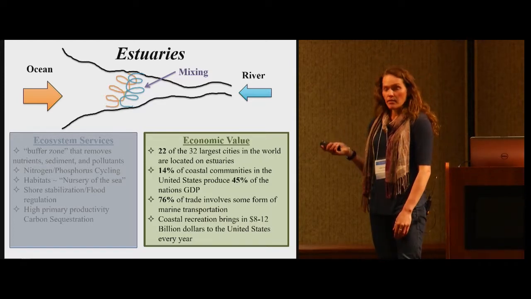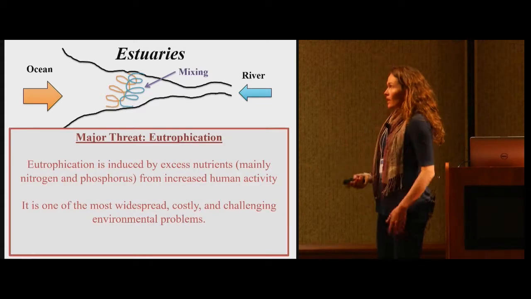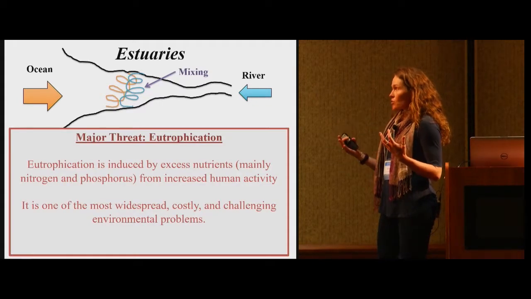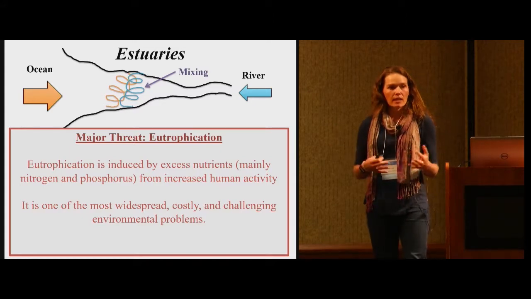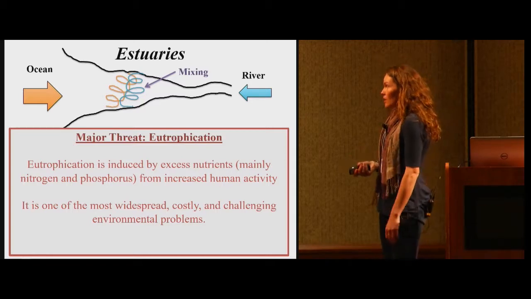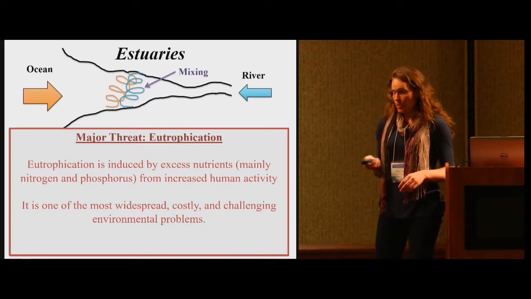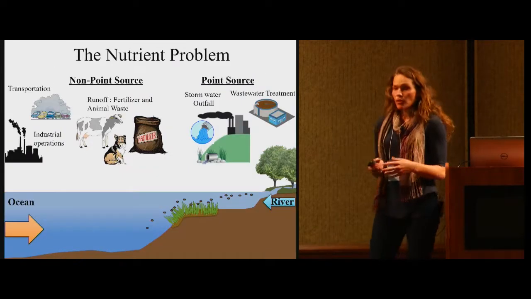The biggest threat to the health and welfare of these environments is eutrophication, and that's induced by excess nutrients from increased human activity, and that's the impaired water quality and clarity I was talking about. It's one of the most widespread, costly, and challenging environmental problems. All right, so the nutrient problem.